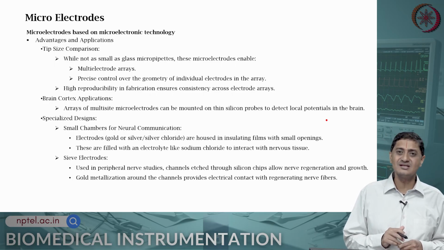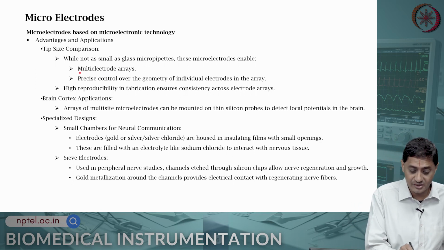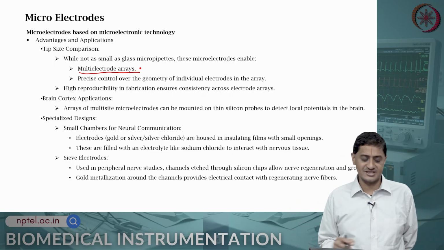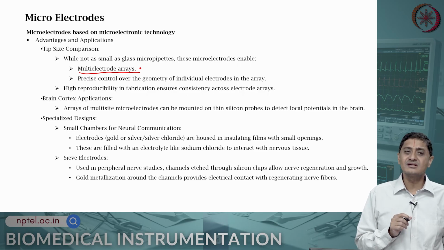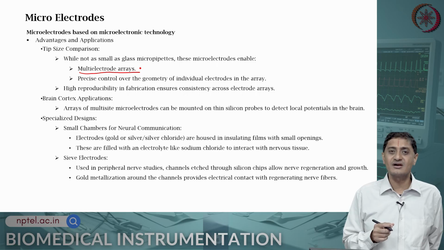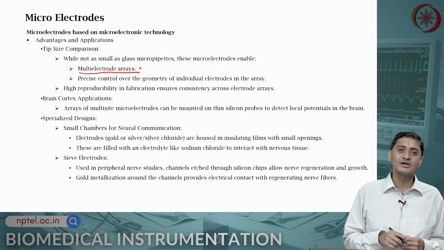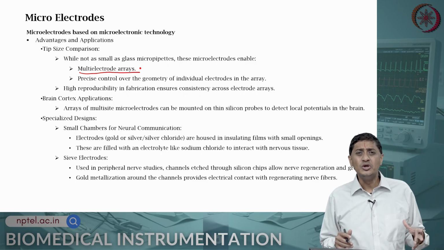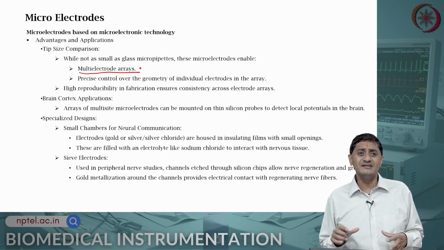These are essentially useful for what are called electrode arrays, microelectrode arrays, multi-electrode arrays, when I am interested in measuring from multiple sites. And I have relatively great control over the geometry of the tip and the consistency across electrodes in an electrode array, because this is using microelectronic technology. This is used frequently to measure from multiple neurons inside the brain.